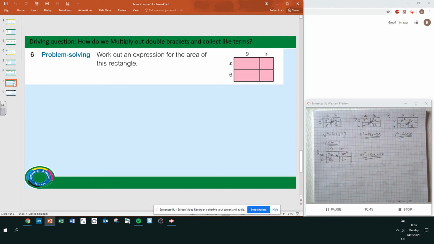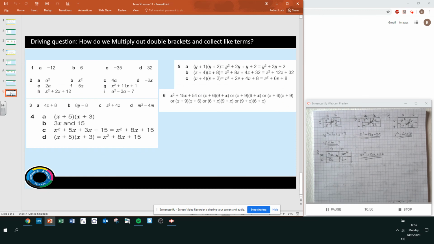We worked out an expression for the area. Notice the answer: x squared plus 15x plus 54. You can see all these different answers and expressions. And that today is the lesson.